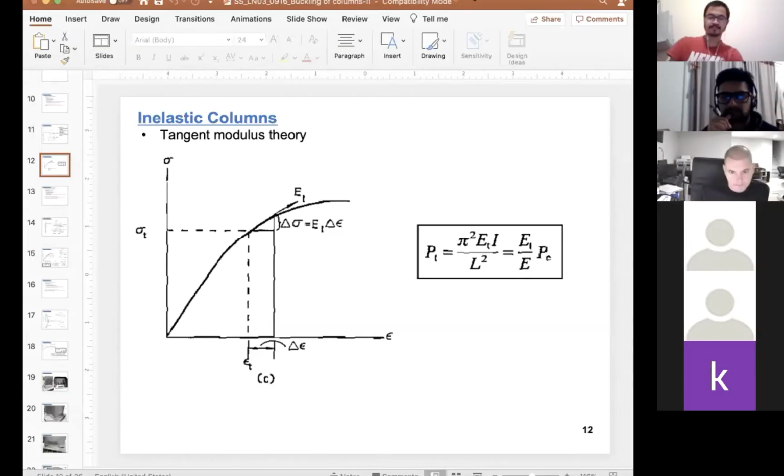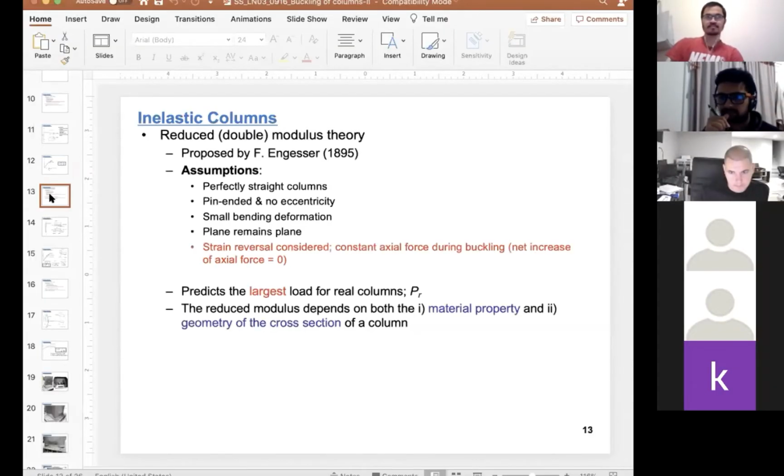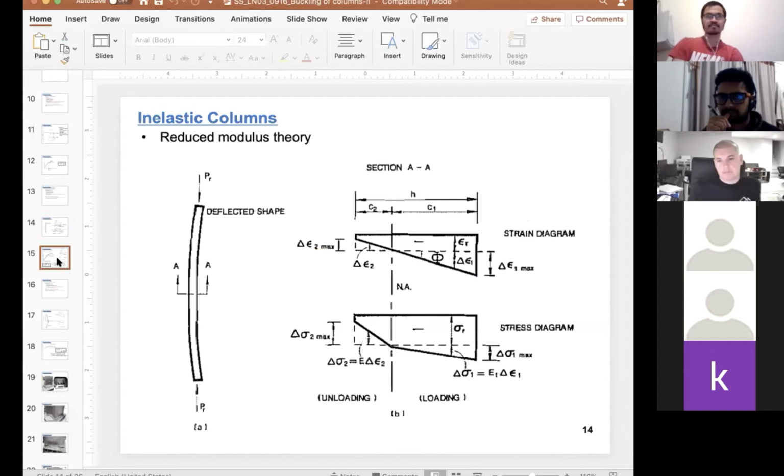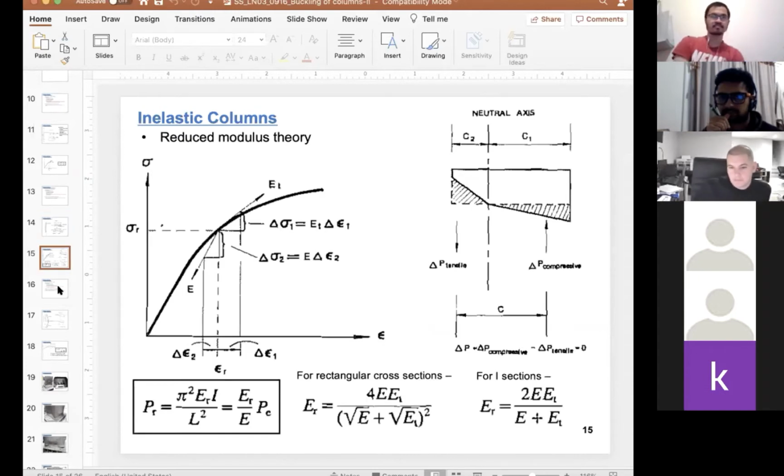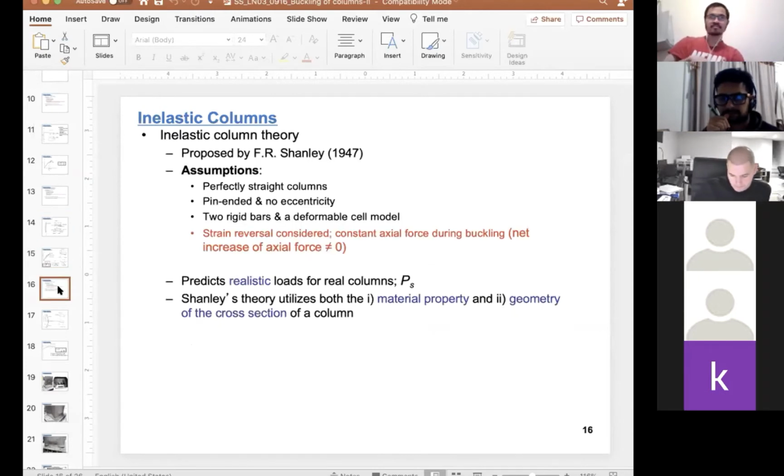And the third one that I will just give you, I think I already gave you the expression. The third one is provided in my presentation slides. You already have this result. And the third theory is what we call Shanley's theory. Shanley follows pretty much the same assumptions adopted by the tangent modulus and also reduced modulus theory, except that in Shanley's theory, he considers strain reversal.